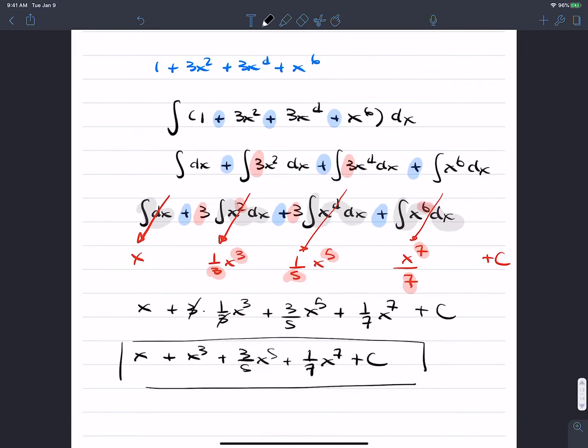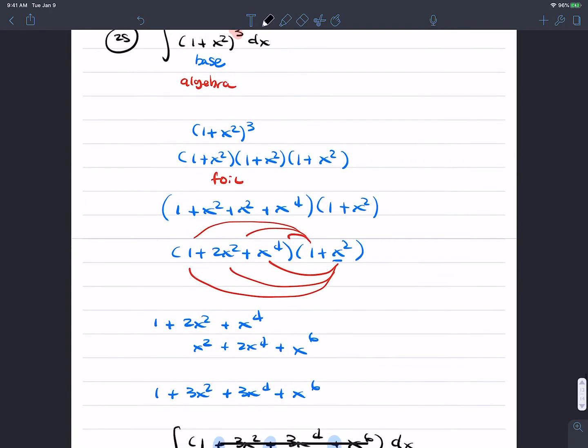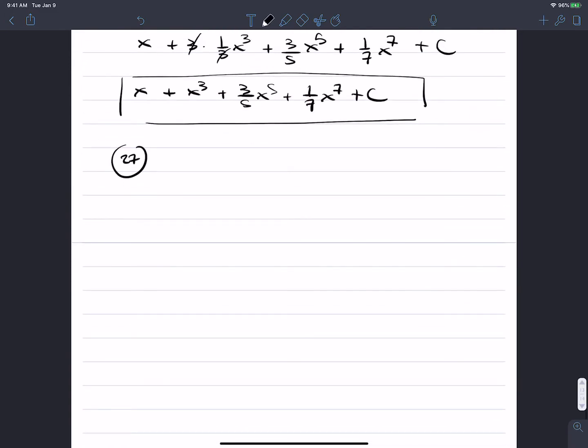So this is how we integrate after we did all the algebra. And this is question number 25 from our worksheet. 27. Here's what we have. We have 3 plus the cube root of x, squared, dx.